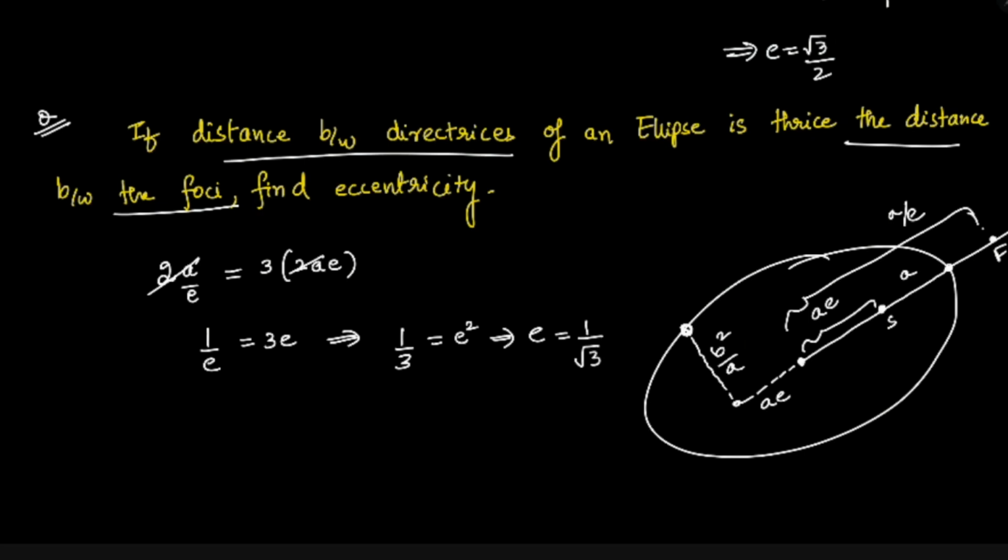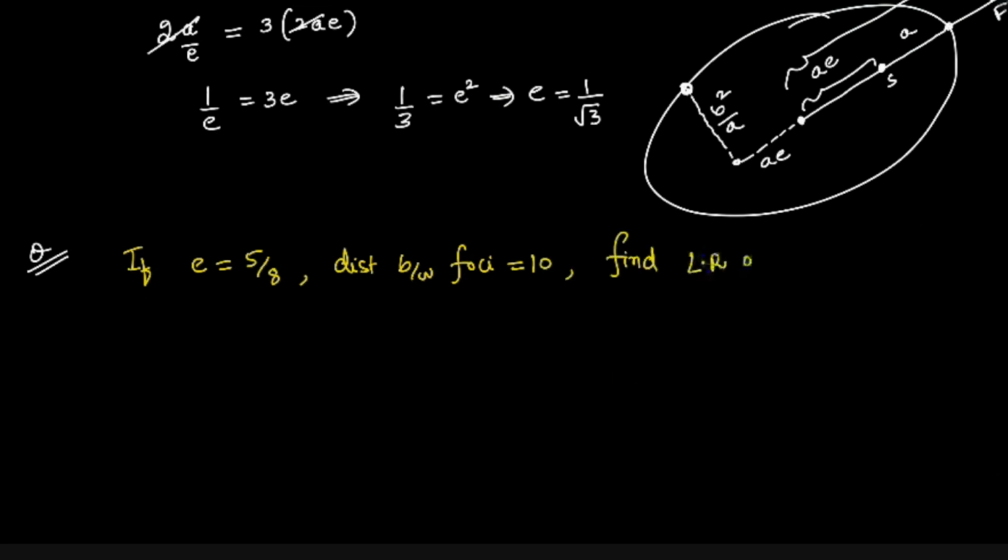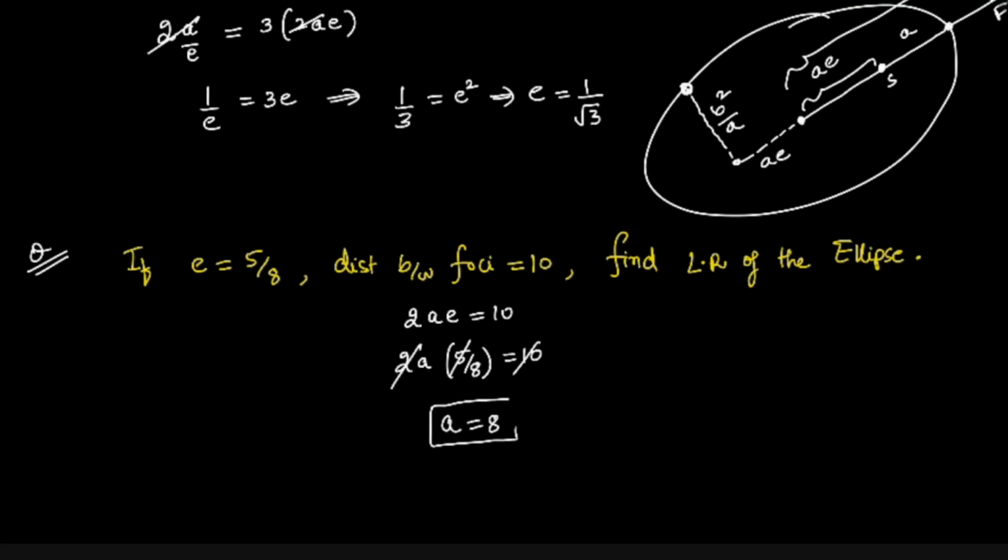All right. One more question also there. If the eccentricity of an ellipse is 5 by 8 and the distance between foci is 10, find the latus rectum of the ellipse, meaning the length of the latus rectum. Distance between foci means 2ae, that is 10. Eccentricity is given as 5 by 8. So 2 fives, that is 10. So the a value comes out to be 8.